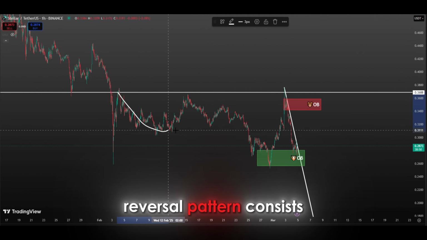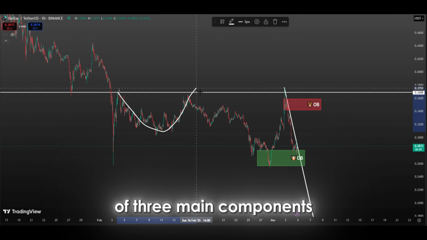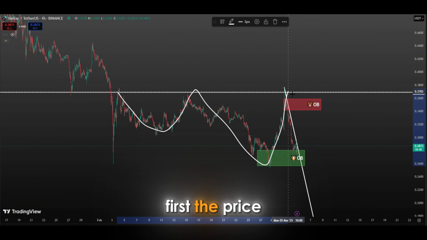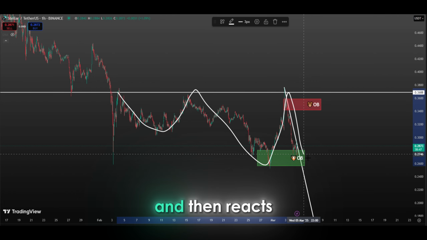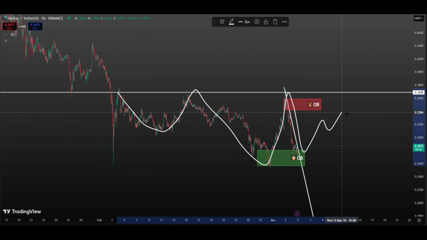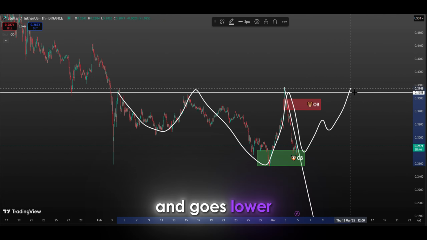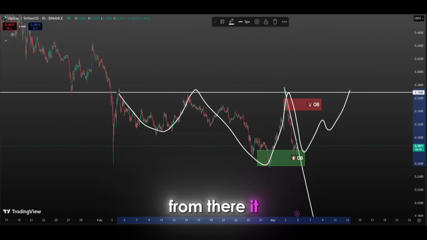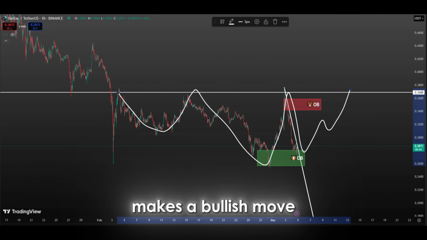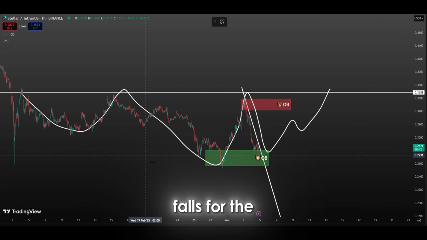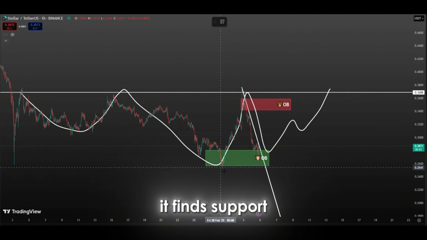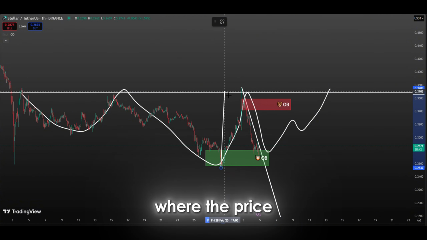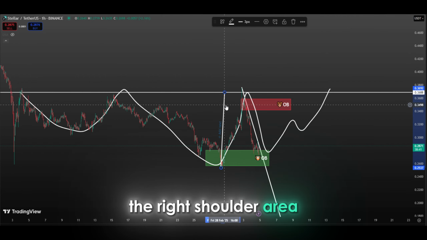The head and shoulders reversal pattern consists of three main components: the left shoulder, the head, and the right shoulder. First, the price falls to a certain level, and then reacts and makes an upward move. Then the price moves down again and goes lower than the previous low, thus forming the head zone. From there, it rebounds again and makes a bullish move. Then the price falls for the third time, but this time it finds support and moves upwards without going below the head. This is exactly where the price is now, the right shoulder area.